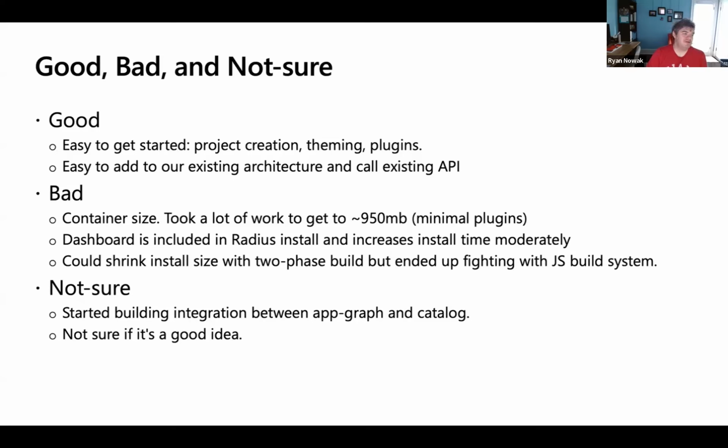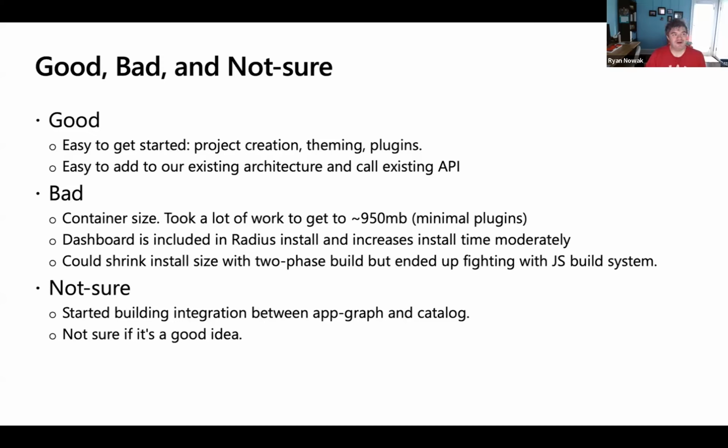Some things that weren't as great: container size is not great. Most of the other components, there's 3 or 4 other components we ship in an install of Radius, are written in Go. Their download size is about 50 megabytes because they're Go single binaries.